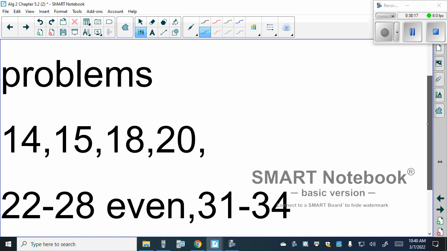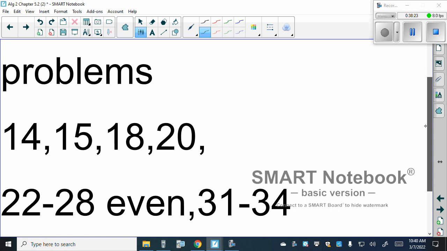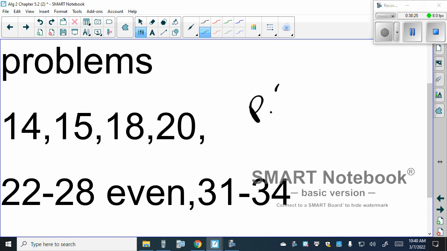This is the assignment. You don't have to write it down right now. You can. And it's on page 252. I will also have it posted on Google Classroom for you to have it there. That's all we're doing here. Not too bad. Just a lot of manipulating the numbers.